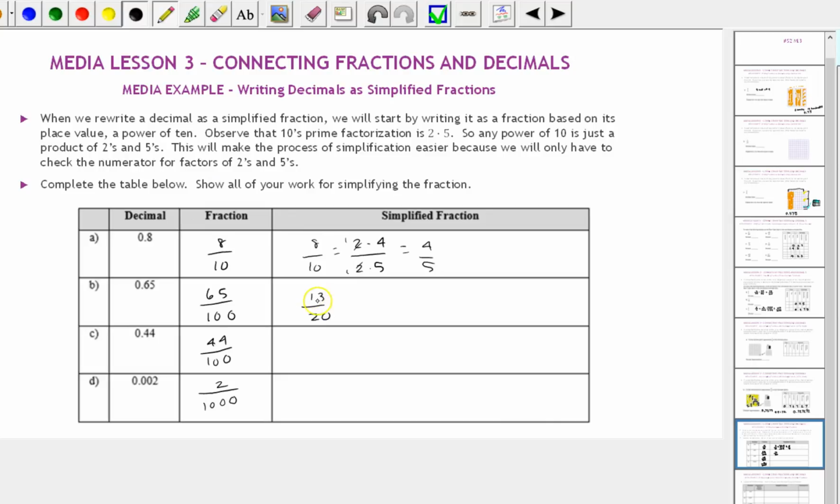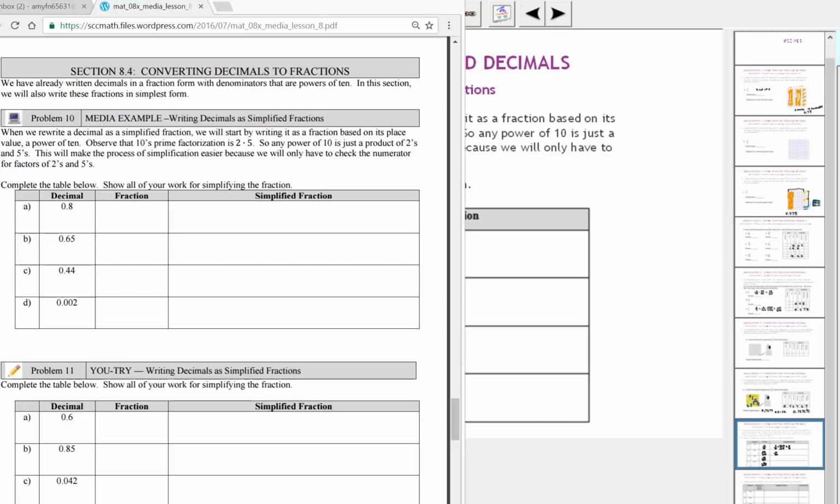And they'll know this is completely simplified because 13, well, it's prime, but for them, it's not even, and it doesn't end in a 5. So it's completely simplified. So that saves them some time.